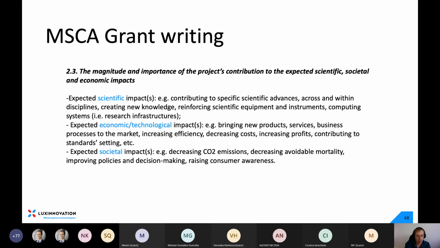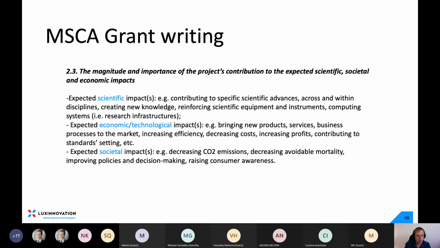So then that's also a new part. What's the impact on science, on society, and on economy? So science, that's generally easy to answer, but you need to think a bit outside of the box. Think about different disciplines, think about new disciplines that might arise in the future, new instruments that will be created, etc.